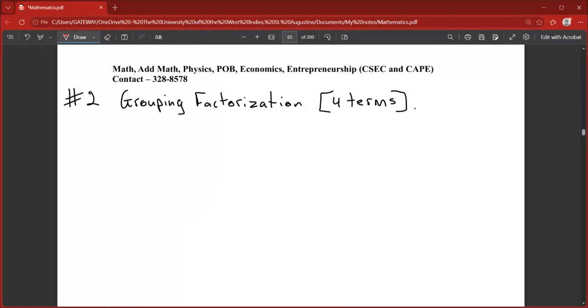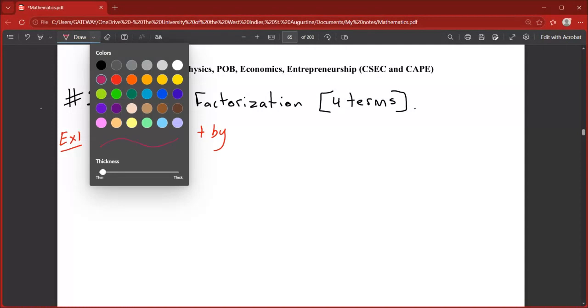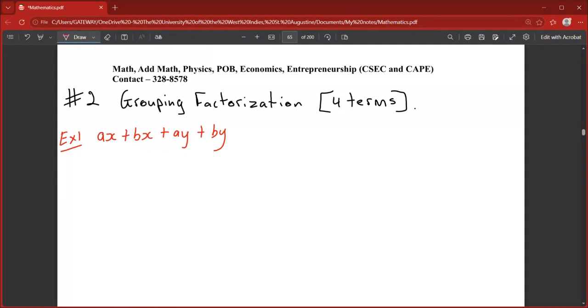So jumping straight into some examples over here. So example one, let's say we have ax plus bx plus ay plus by. So what we have to do here is pull out what is common, but we do it by grouping, meaning that we group the first two terms and then we group the last two terms.